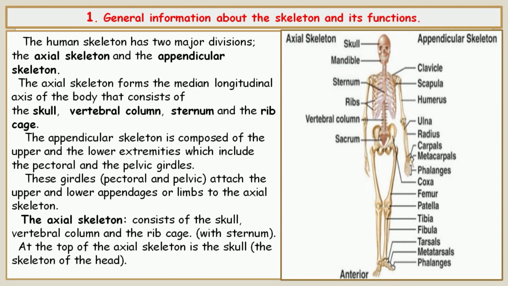and the pelvic girdles. These girdles attach the upper and lower appendages or limbs to the axial skeleton. The axial skeleton consists of the skull, vertebral column, and the rib cage. At the top of the axial skeleton is the skull.